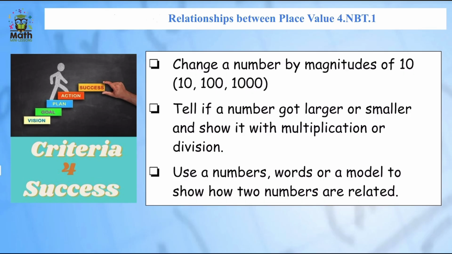In this fourth grade lesson, we're going to look at the relationship between place values. As I'm modeling, I want you to pay attention to how I change the numbers by magnitudes of tens. In other words, how I change it by 10, 100, 1,000, but in this case, I'm either multiplying or dividing. Then look to see how I can tell if a number got larger or smaller and show it with multiplication or division. That's how I'll know which one to use. And finally, how I use a number, words, or a model to show how those two numbers are related. All right, let's jump into the first teacher model.